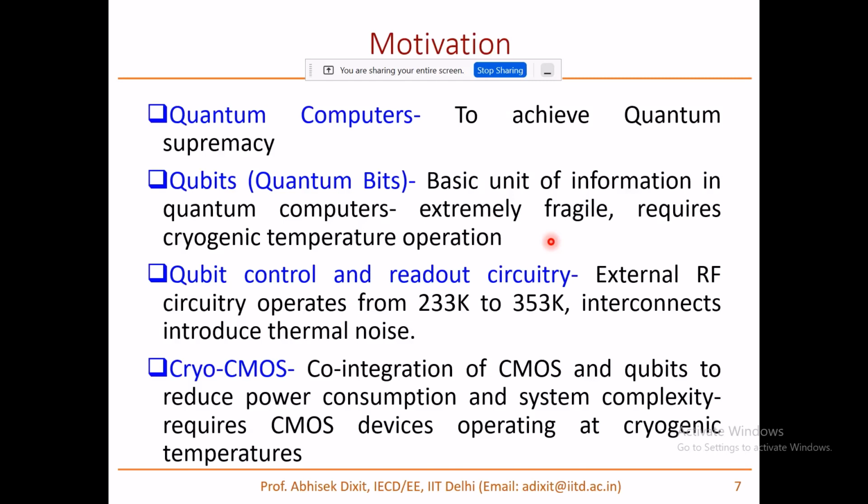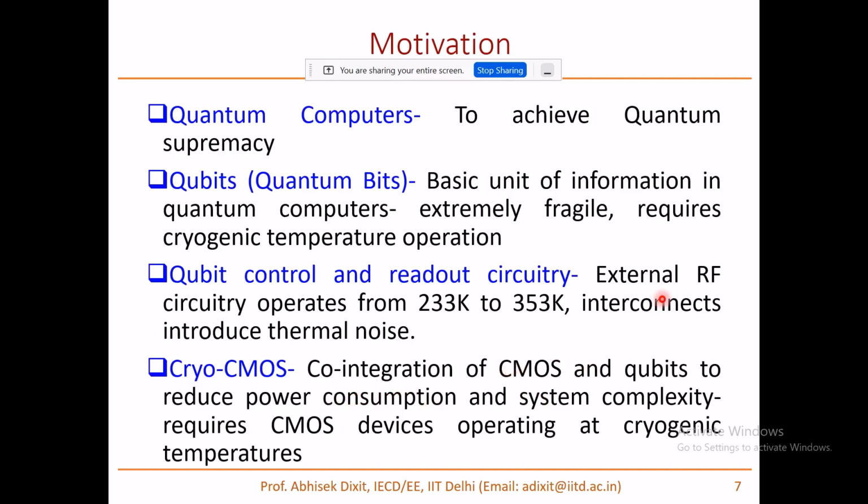It's again the basic unit of information in quantum computers. Of course, these are extremely fragile. Fragile not in the sense that if it falls it breaks, but fragile in terms of holding information. The information can get very easily corrupted, so it requires cryogenic temperature operation. You need circuitry to control these qubits and read out the information written on them. Depending upon what qubit you are operating, the circuitry could have RF, could be just DC, could even be microwave pulses and things like that. This kind of circuitry will operate between 233 Kelvin and 353 Kelvin. And interconnects, we'll talk about in the coming slides, will introduce thermal noise.